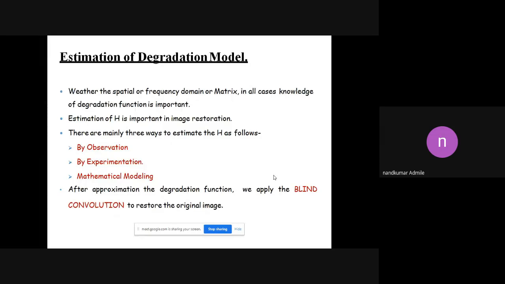Similarly, in image enhancement we also study different types of filters. Can anyone tell which types of filters we study in image enhancement? In our third unit we study the different types of filters. Can anyone tell which types of filters we studied in the third unit?